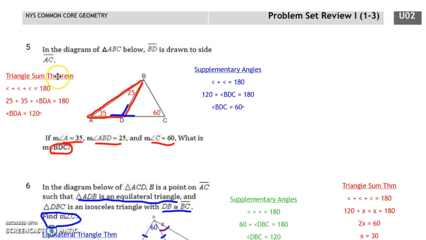Alright, we use the Triangle Sum Theorem and Supplementary Angles for this question. The first thing we use is Triangle Sum Theorem to determine the missing angle here, which is triangle ADB, or BDA, whichever is your pleasure, is 120. Once we know that this is 120, we can use supplementary angles, this blue highlighting, and we know that BDC is equal to 60. We actually did not need the information that angle C is equal to 60 in this problem, but we could have used that to find this angle, which is CBD.